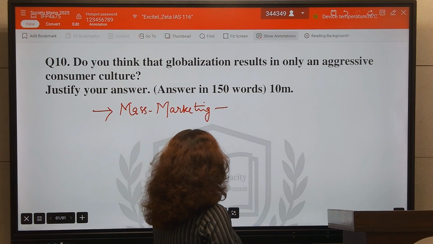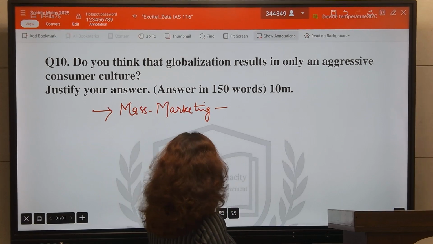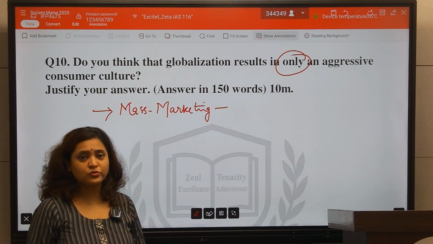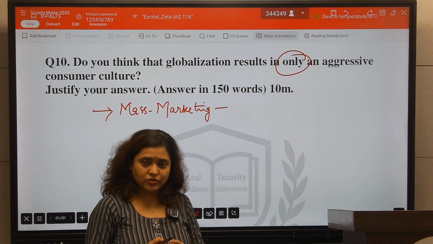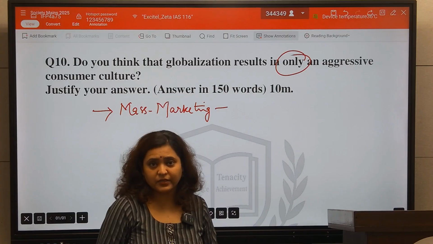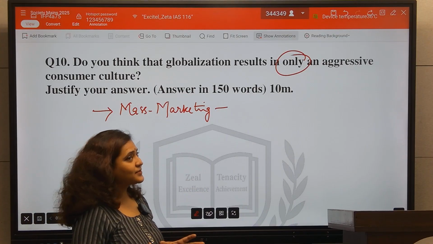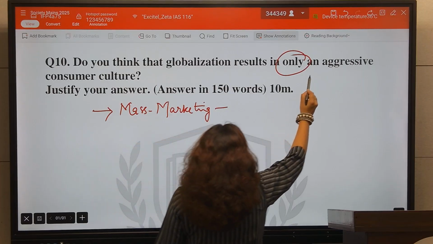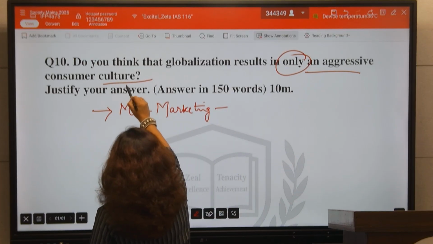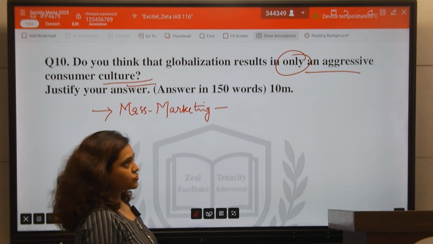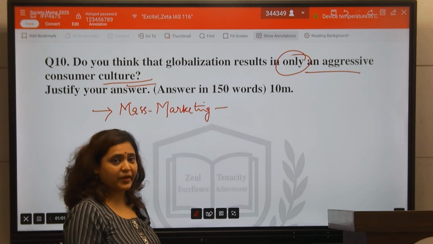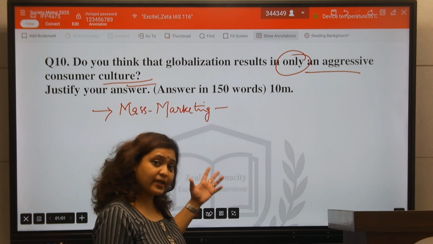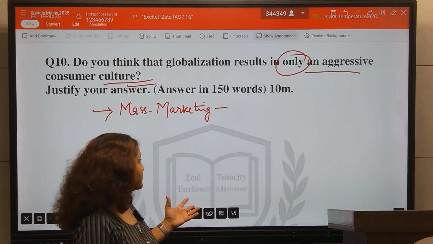Now, coming back to another point: do you think that it is only that? Whenever there is an "only" in a question, it makes the question very exclusive and limiting. Over here, it has made globalization limiting and exclusive to only aggressive consumer culture. It means that it is only promoting aggressive consumer culture. It has no other benefits. But is that so? Initially, you write that yes, it is resulting in aggressive consumer culture.